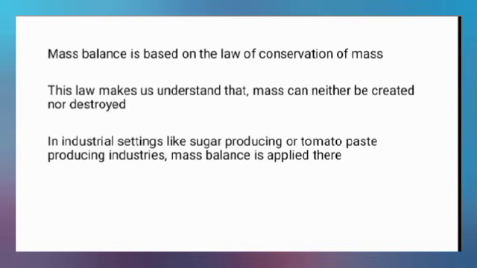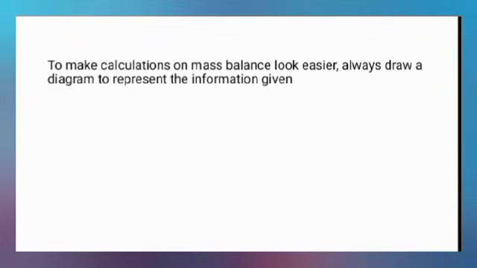There is no way that, whatever the mass of raw material you are working with, you will end up having a product that is more than the raw material that you started with. That is why we say that mass is conserved when it comes to industrial settings and other chemical reactions. The amount of substance entering the system should always be equal to the amount of substance that is exiting the system. So to make calculations on mass balance look easier, always draw a diagram to represent the information that is given to you.